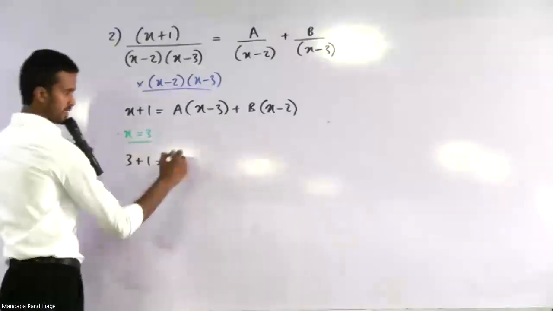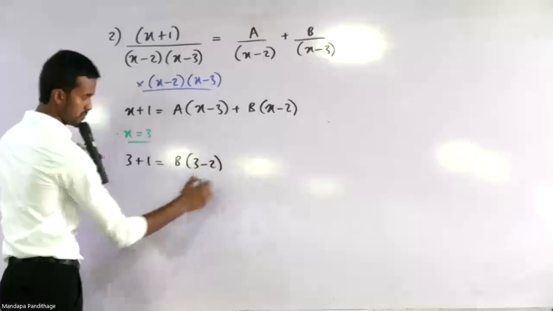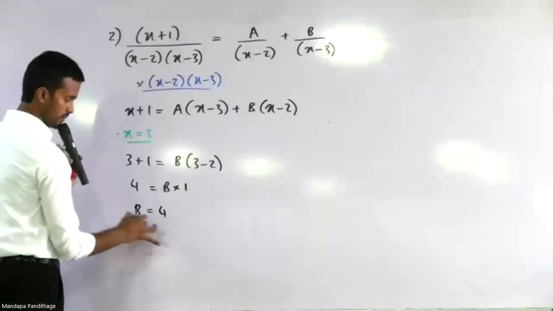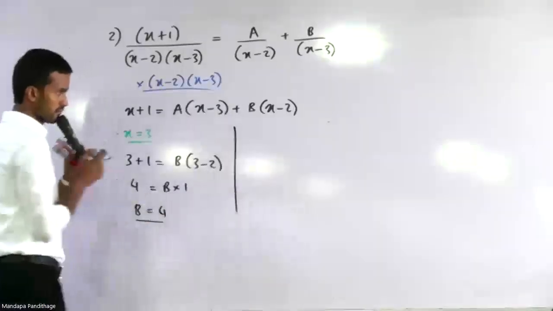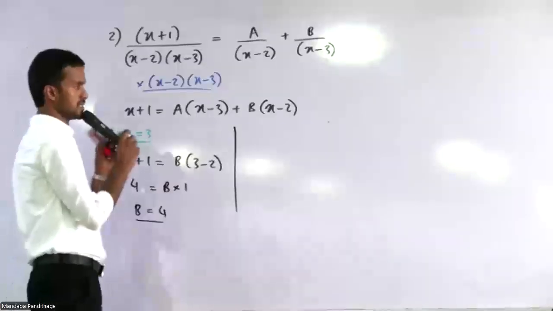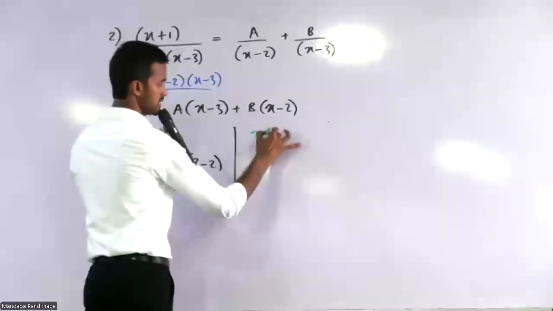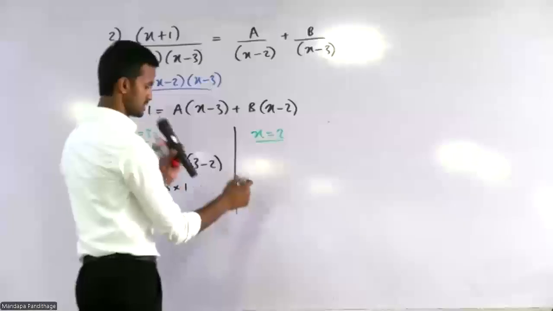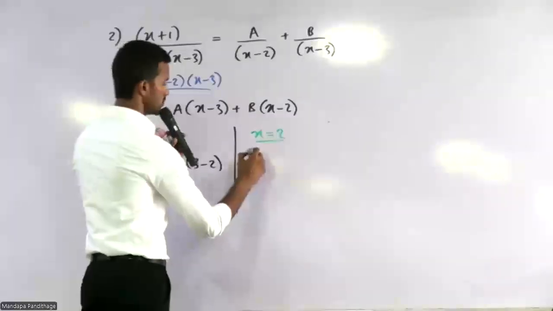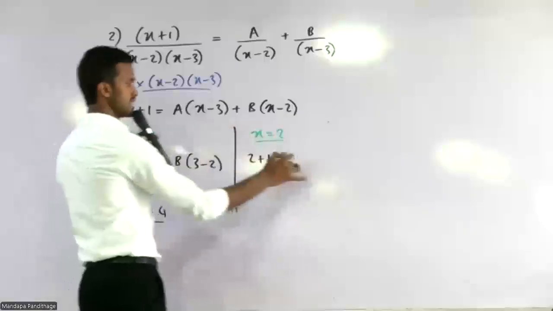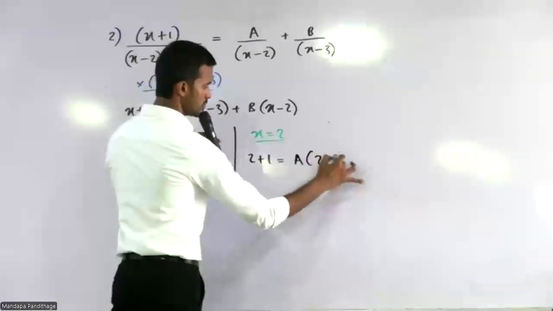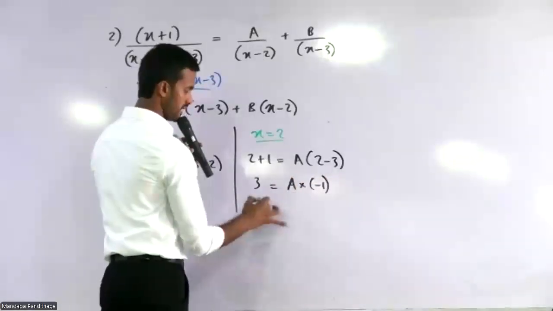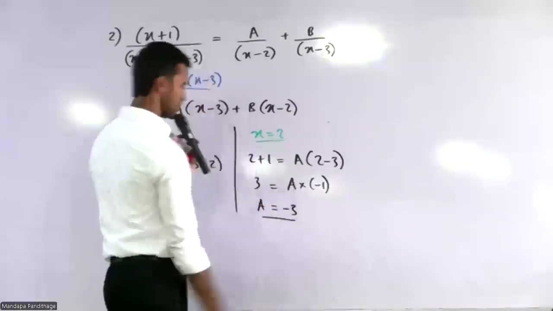So here b into 3 minus 2, so 4 is equal to b into 1, and you get that b is equal to 4. And then put the next one. You can make this become 0 by putting x equals 2. So when x equals 2, it's 2 plus 1 equals, just write this one, a into 2 minus 3, because this is 0, no? Then a times minus 3 is equal to minus 1... then a is equal to minus 3. So you get a is equal to minus 3.